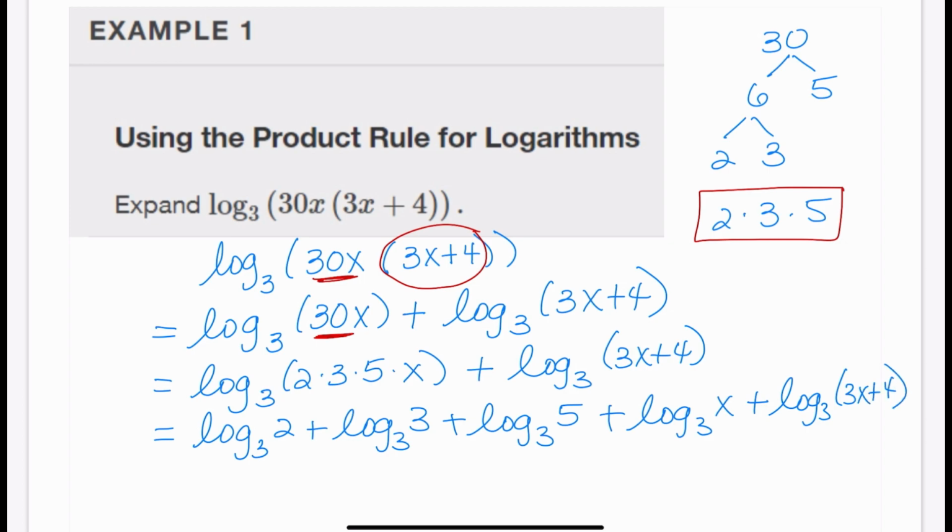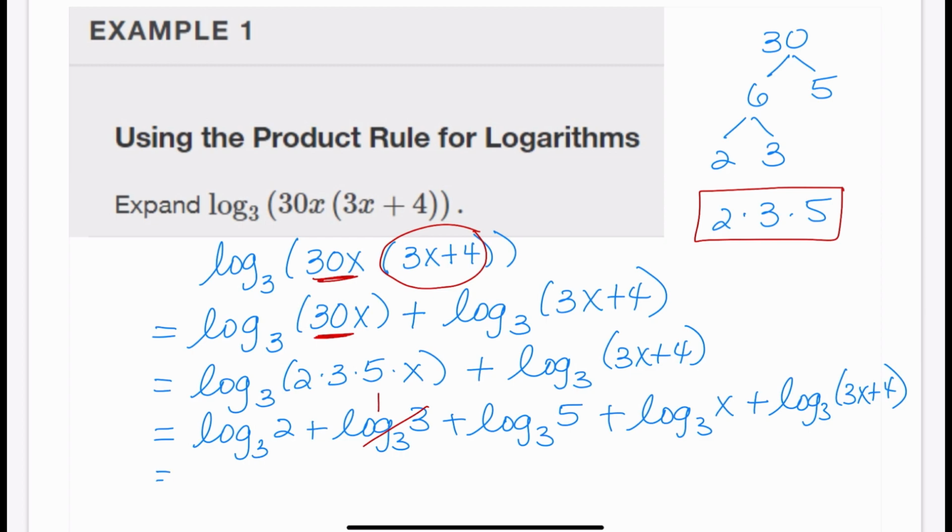And this might seem a little extra, like just a lot of work. Like, why do I really have to expand that 30? I guess it all depends on the problem that you're working with. So notice again, in this case, I can simplify the log base 3 of 3. That is just going to be 1.